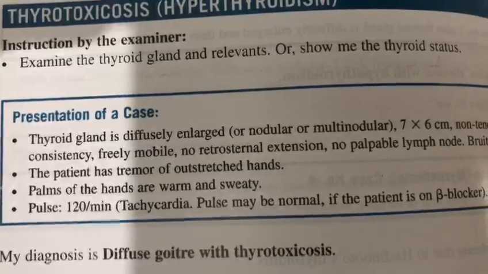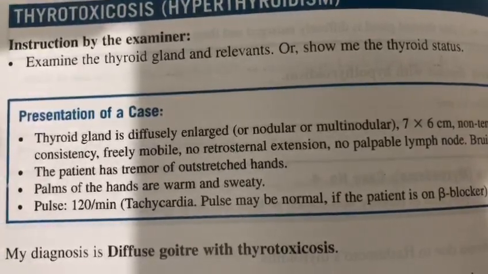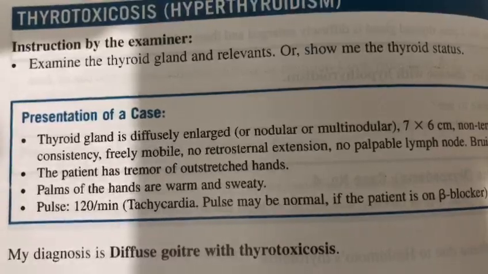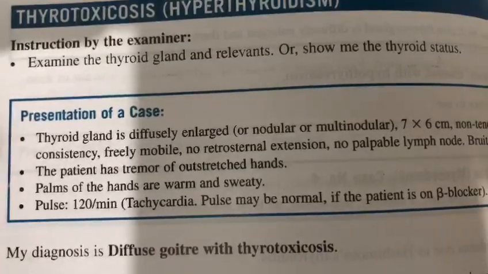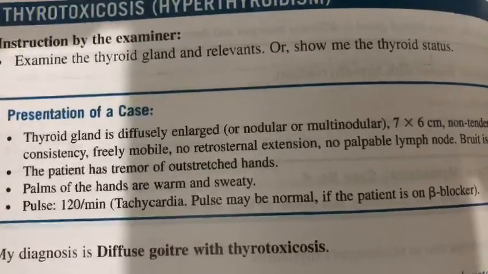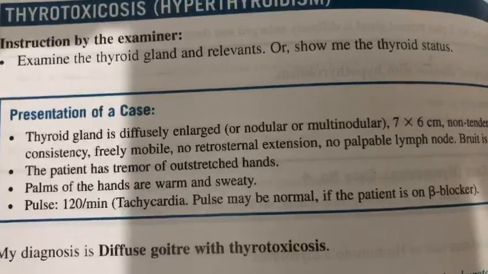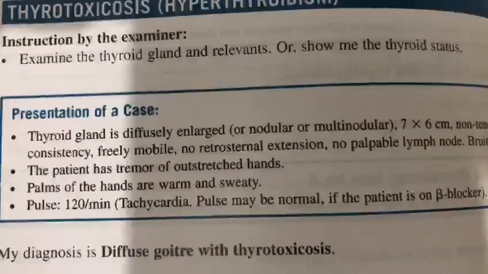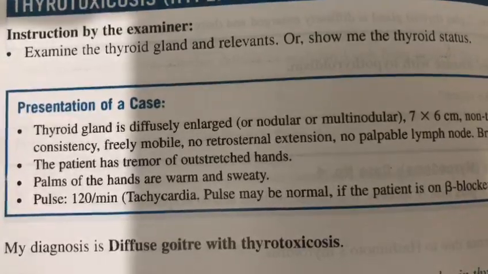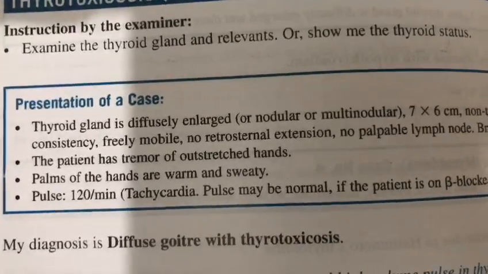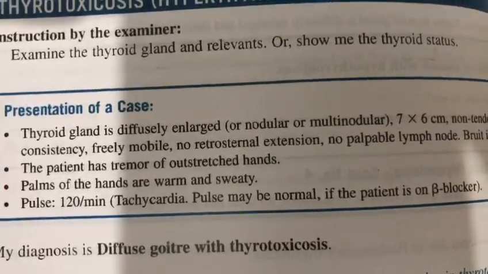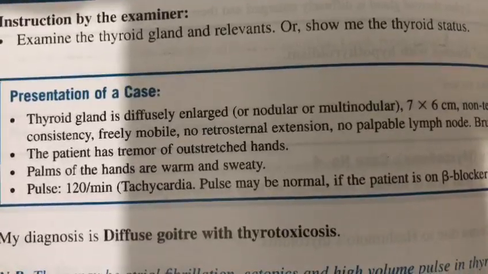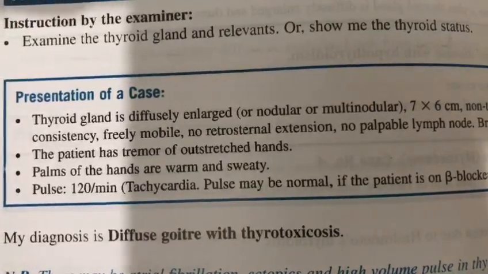The examiner may ask, what else do you want to examine? Well, I would like to examine the eye, cardiovascular system, and jerks of the outstretched hands. Now, what do you think the cause of thyrotoxicosis is in this case? In a young patient with diffuse goiter and exophthalmos, the likely cause is Graves' disease.